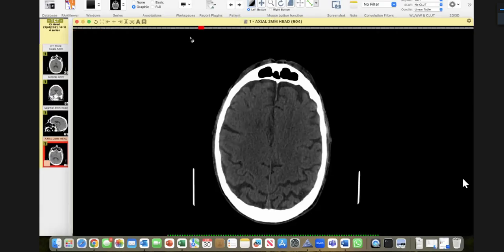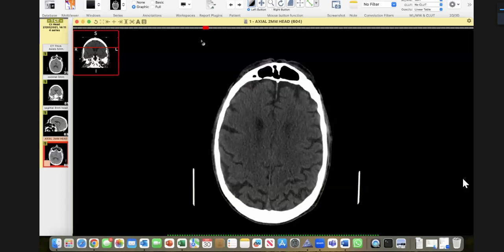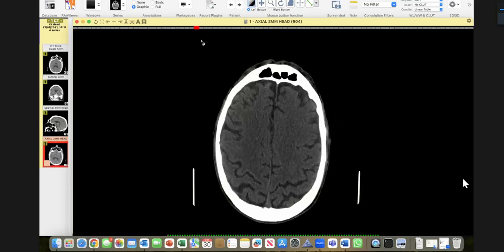So this is a 71-year-old patient with headache. Okay, the patient had a lot of upper respiratory tract infection and has also got headache. They say to rule out any intracranial hemorrhage.